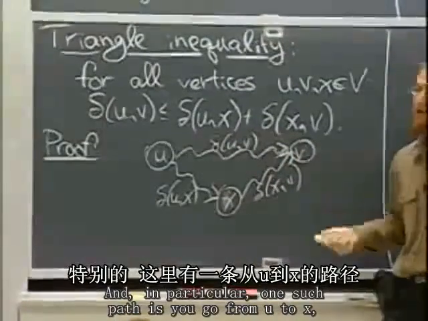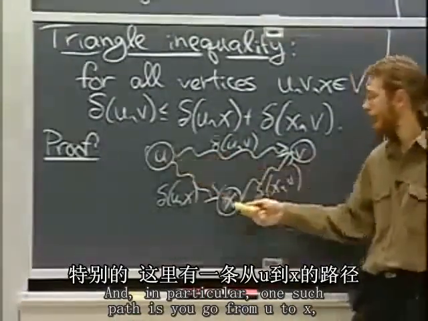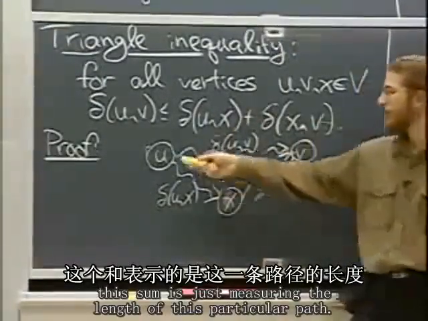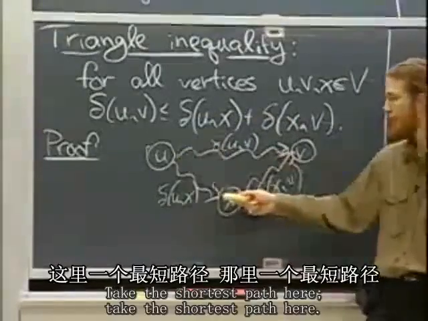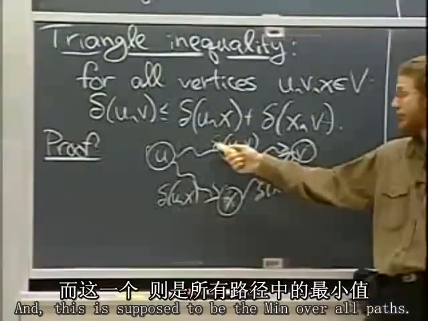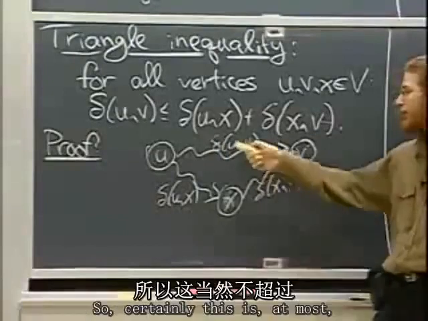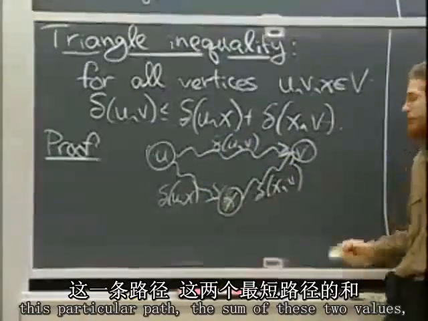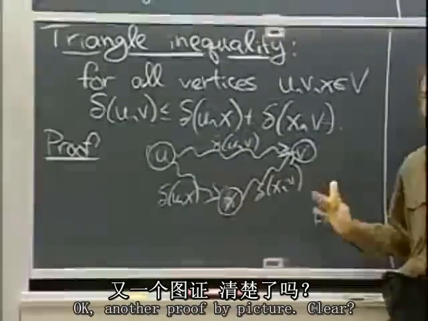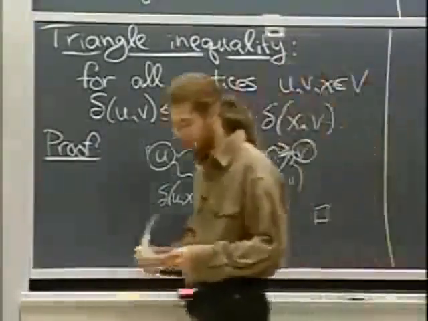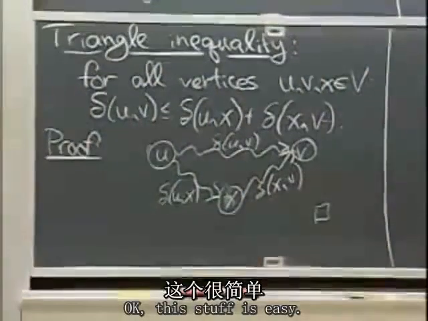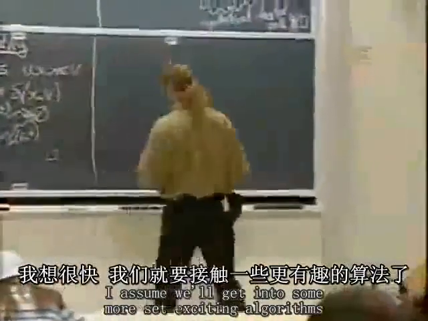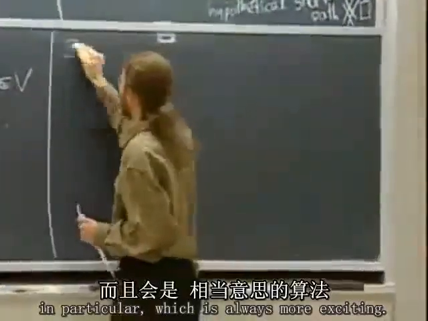And the point is, this should be a shortest path from u to v. In particular, one such path is you go from u to x, and then you go from x to v. This sum is just measuring the length of this particular path. Take shortest path here, take shortest path here. And this is supposed to be the min over all paths. So certainly this is at most the sum of these two values. Okay, another proof by picture. Clear? Okay, this stuff is easy. Soon we'll get into some more exciting algorithms. Well, we'll get into algorithms in particular, which is always more exciting.